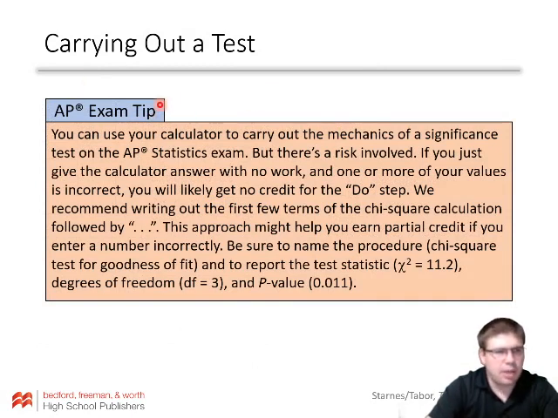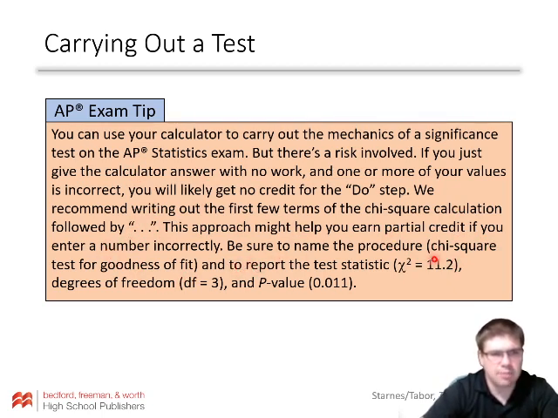AP exam tip: you can use your calculator to carry out the mechanics of a significance test on the AP statistics exam, but there's risk involved. If you just give the calculator answer with no work and one or more of your values is incorrect, you will likely get no credit for the do step. So we recommend writing out the first few terms of the chi-square calculation followed by the ellipsis. This approach might help you earn partial credit if you enter a number incorrectly.